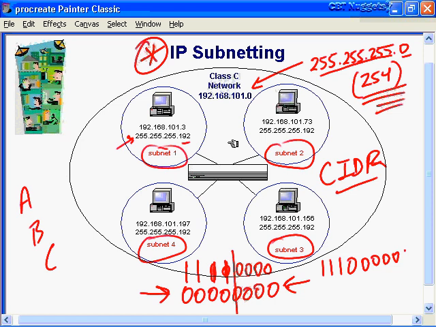Now, what do I mean by broadcast domain? Well, think about it. Before, I had this one Class C network, and 101.255 was the broadcast address. So with all 254 hosts, let's say I used up all my addresses, if I send out a broadcast packet, over 200 hosts are getting that packet.